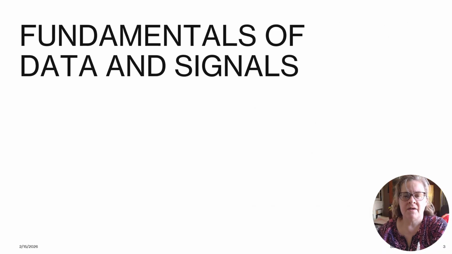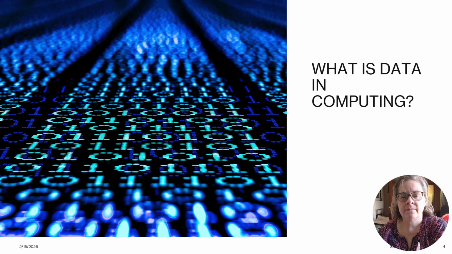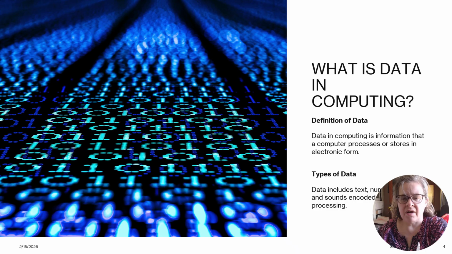The following section introduces the basic concepts of data in computing, differences between analog and digital signals, and the reasons for converting signals between these two forms. Data in computing refers to the information processed or stored by a computer system. It can represent text, numbers, images, or sounds, and is encoded in forms suitable for electronic processing.